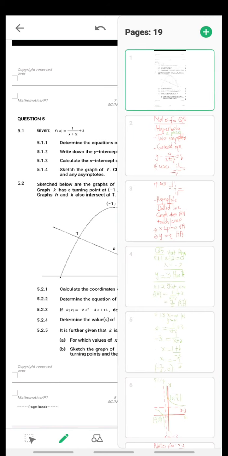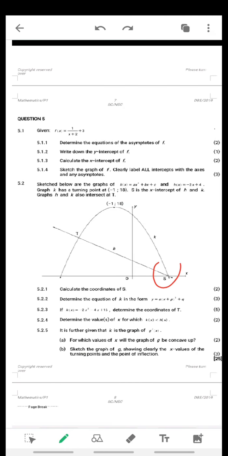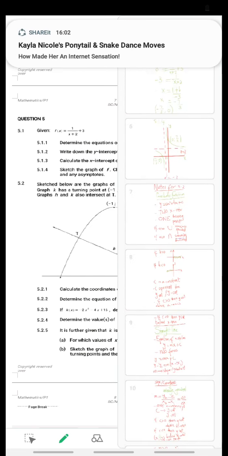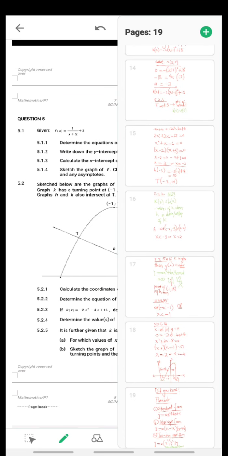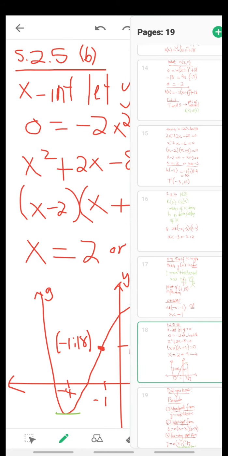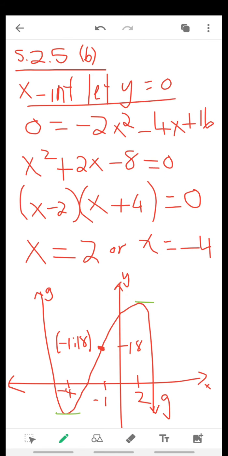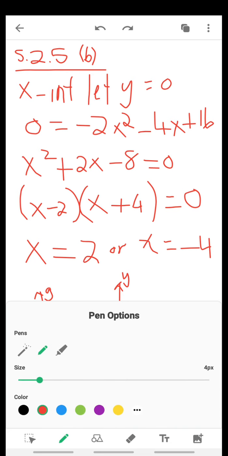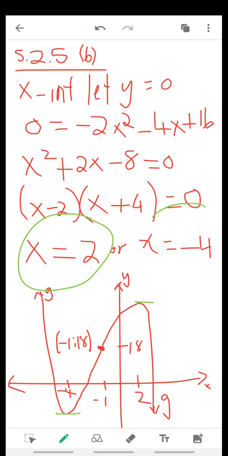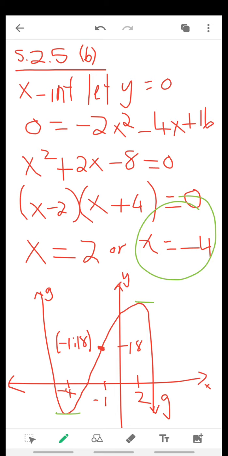Okay, very, very important. So it means the first thing, I know what s is, which is (2, 0), but I don't know what the other x-intercept there is. So mine is to first find the x-intercept there. So for the x-intercept, let y be equal to 0 on the parabola. Then I found that my two x-intercepts are x equals 2 and x equals minus 4. But remember, I already have x equals 2 from s. What I'm looking for is actually x equals minus 4, right?